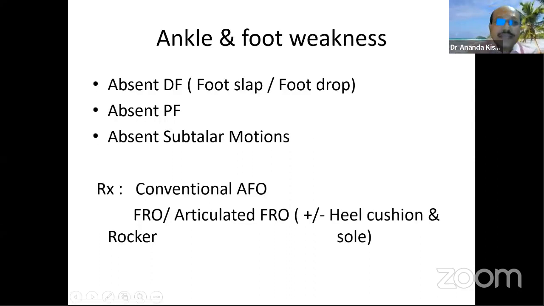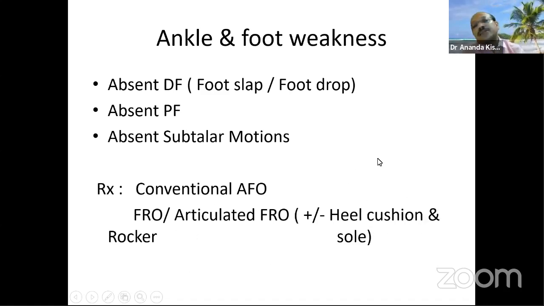Now for ankle and foot weakness, suppose there is absent dorsiflexion, that is foot drop. I already told, either foot slap or foot drop. There may be associated absent plantar flexion, or absent subtalar motion. So there is a multi-directional instability. What are the options for multi-directional instability? We can use the conventional ankle foot orthosis, double bar. What are the parts? There is the double bar, then the calf band and the ankle joint, which may be a normal ankle joint, and the foot. On the other hand, it can use the simple floor reaction orthosis or articulated floor reaction orthosis. That is a classical or modern ankle foot orthosis. I already showed what it is, with or without heel cushion and rocker sole. What are those? I'll come.